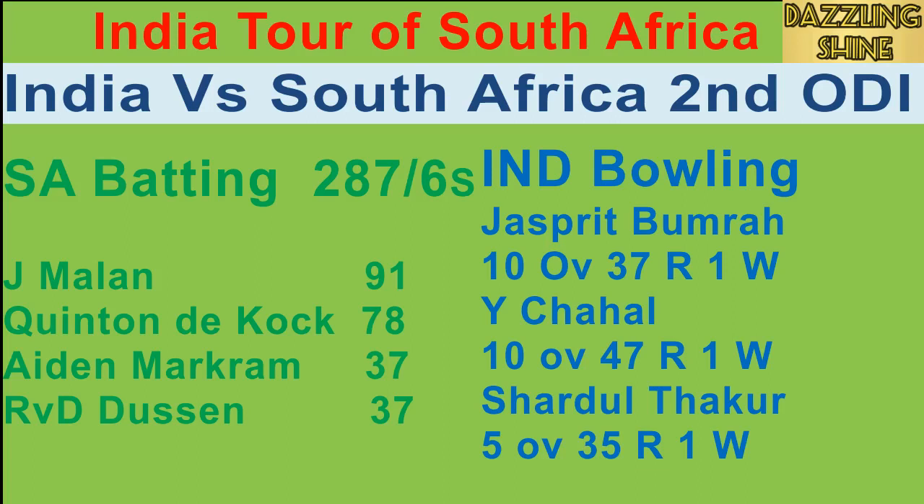Hello and welcome back to the second part of the match between India and South Africa. Earlier in the first innings, India scored 287, so the target for South Africa is 288 runs. South African openers are ready to start, and the first over is being bowled by Bumrah.